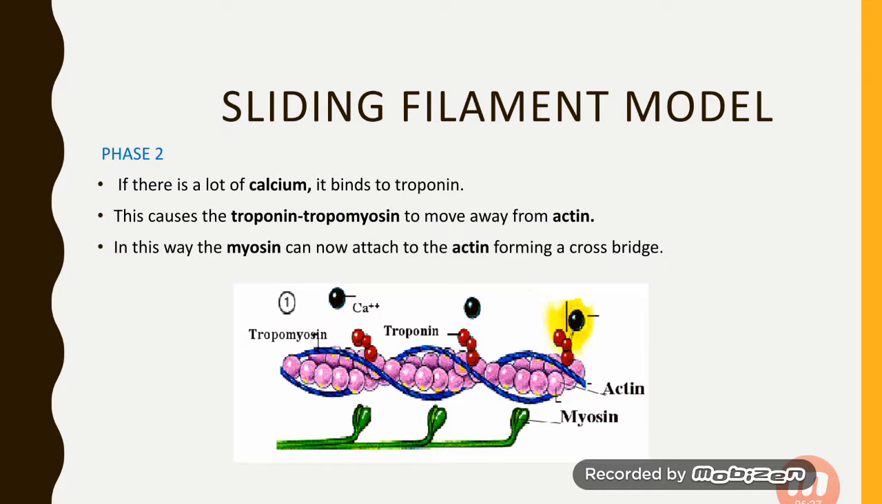Troponin is the other major protein in the thin filament. It is actually a three polypeptide complex. One binds to the actin, another binds to the tropomyosin, while the third binds to the calcium ions.